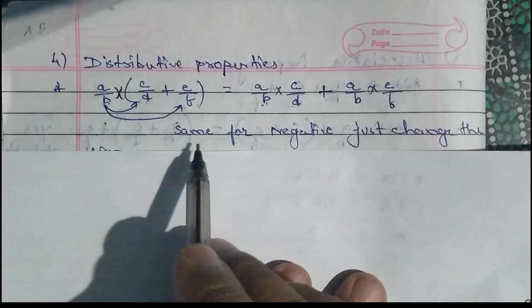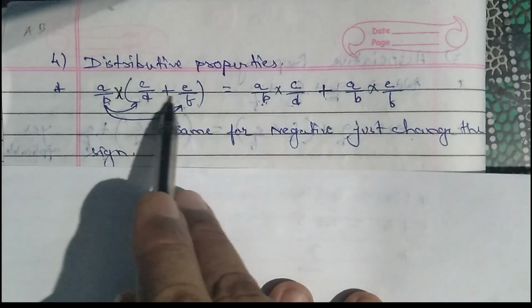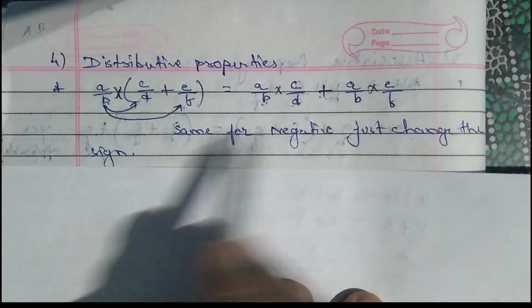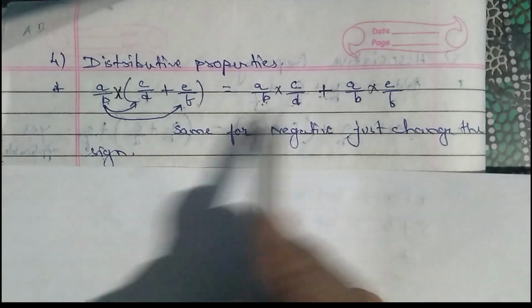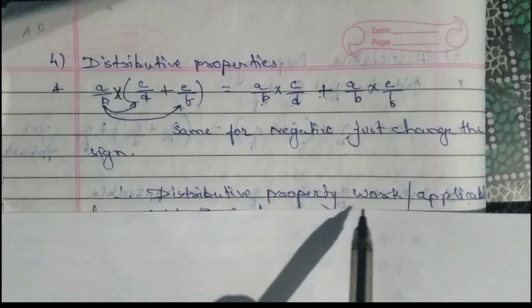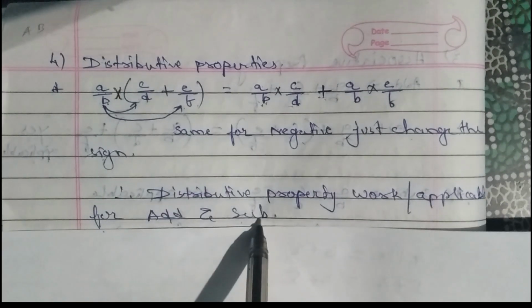And same for the negative, just change the sign. If there is a negative over here, just put a minus sign over here, and you will get the answer. So we can say that distributive property works, and it is applicable for addition and subtraction.